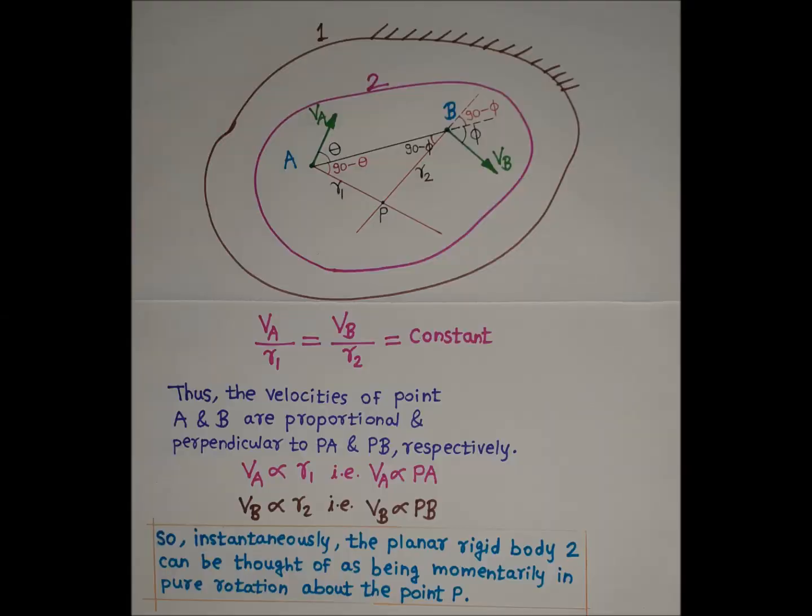Planar body 2 is moving relative to planar body 1. Motion of planar body 2 relative to planar body 1 can be treated as pure rotational motion about point P or center P, but only for this instant or moment. So momentarily, motion of body 2 can be thought as pure rotational motion about point P or center P, and that center is known as Instantaneous Centre of Rotation.